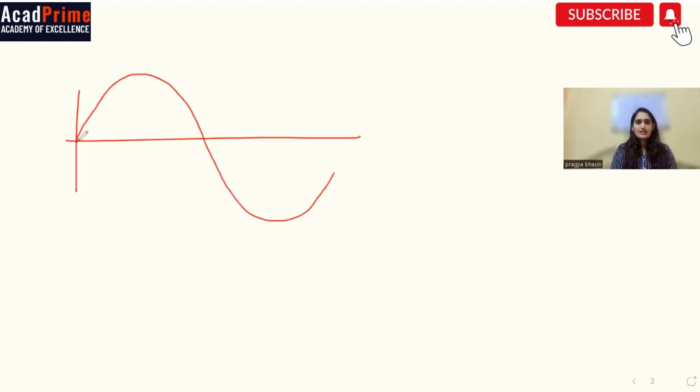So in a given wave, there are two portions. One portion is known as the crest and another portion is known as the trough. This top portion, which is in the positive direction, is called the crest, whereas the bottom portion is known as the trough, right?